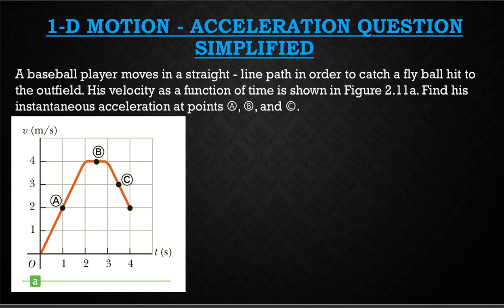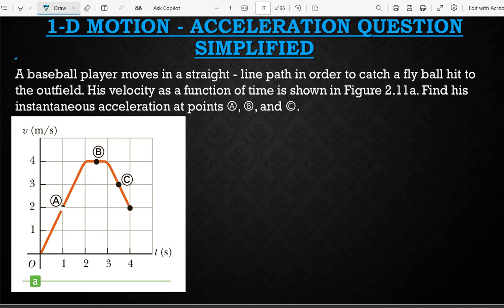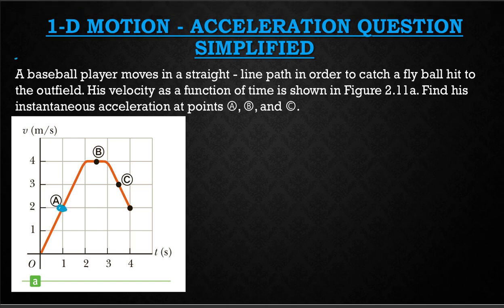So this is the question now. A baseball player moves in a straight line path in order to catch a fly ball hit to the outfield. His velocity as a function of time is shown in figure 2.11a. Find his instantaneous acceleration at points A, B, and C. We already know that this is point A in motion. So at point A, we are going to find the instantaneous acceleration, and we already know the formula.